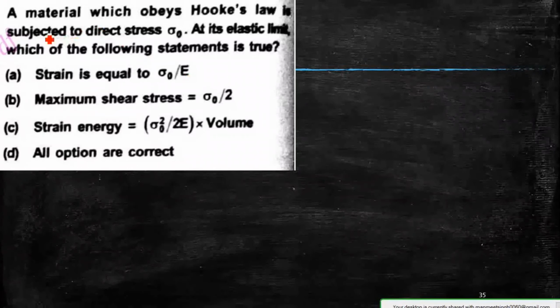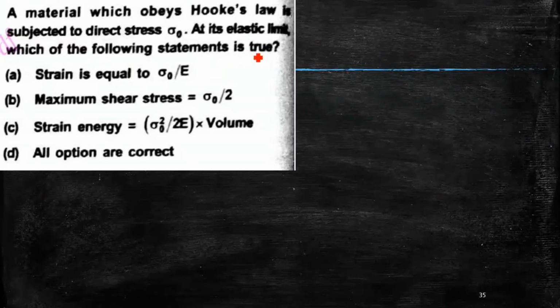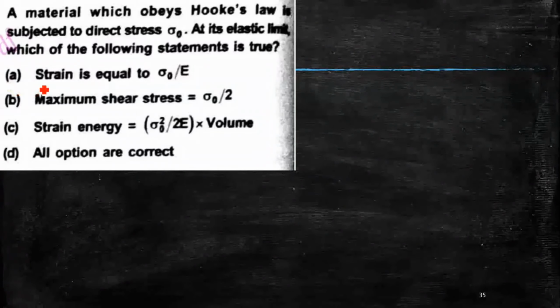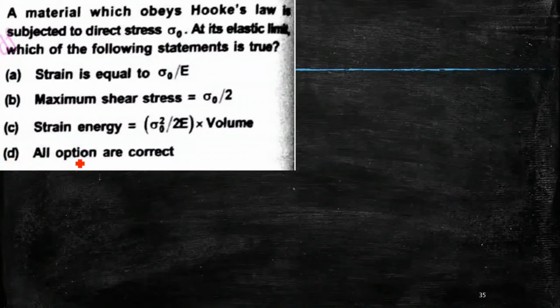So next question, we have a material which obeys Hooke's law and is subjected to direct stress sigma naught at its elastic limit. Which of the following statements is true? Option A, strain is equal to stress by Young's modulus. Option B, maximum shear stress is equal to sigma naught by 2. Option C, strain energy is equal to sigma naught square by twice E into volume. And option D, all the options are correct. So the answer is all the options are correct.